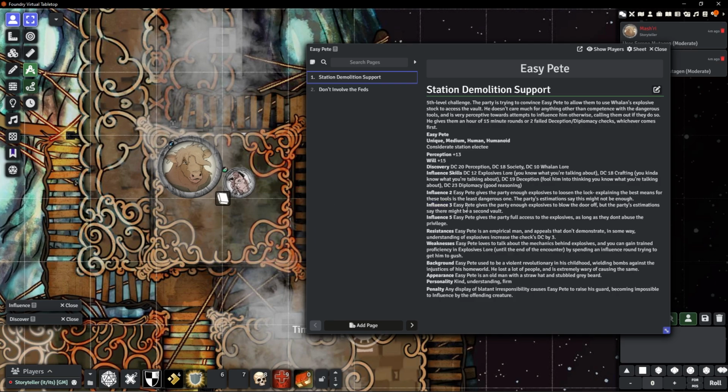At Influence 3, he will give them enough explosives to blow the door fully off, but still wouldn't be enough if there was a second set of doors. And at Influence 5, he'll give them full access to the explosives as long as they don't abuse the privilege. As far as resistances and weaknesses go, Easy Pete is an empirical man, and appeals that do not demonstrate in some way understanding of explosives increase the check's DC by 3.